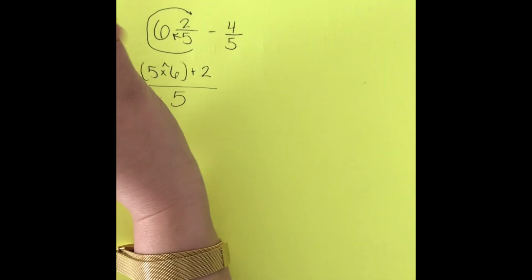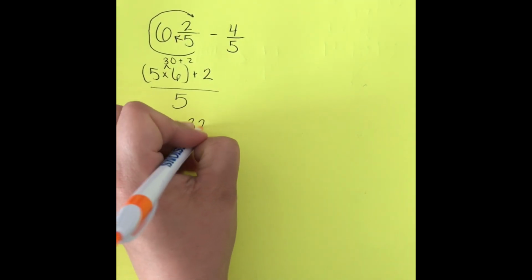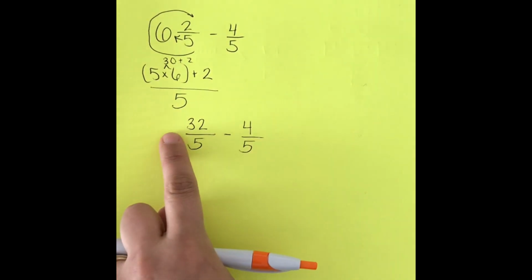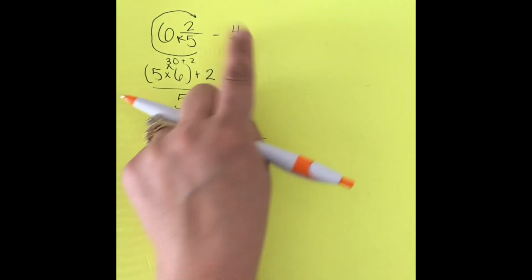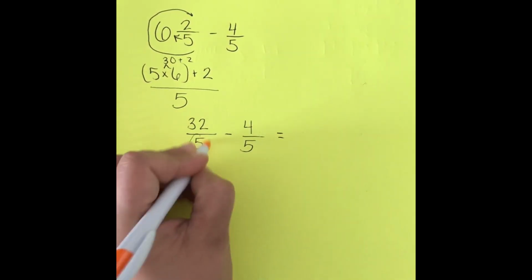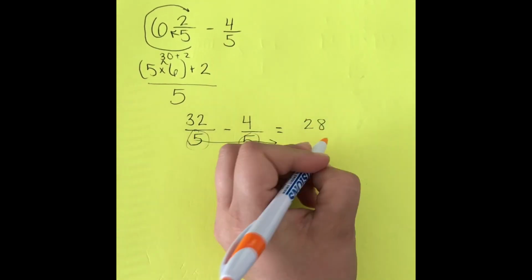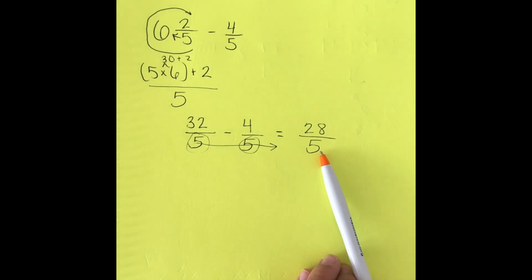When I solve it, I'd get 32/5 would be my new improper fraction, and I would subtract it because I just converted this into this, and now I can subtract. Before I couldn't have 2 and take 4 away, but now I can have 32 and take 4 away. My denominators will stay the same. 32 minus 4 is 28/5. Now, obviously I can't leave my 28/5 as an improper fraction, but it made this part so much easier.